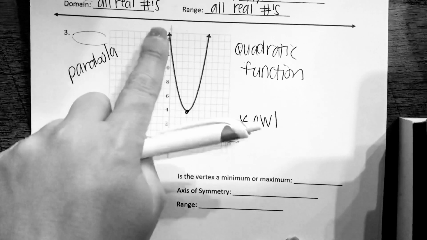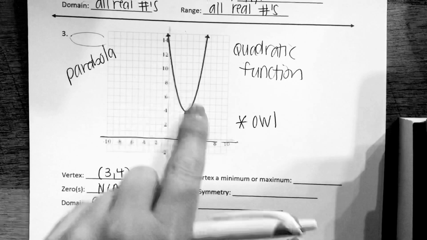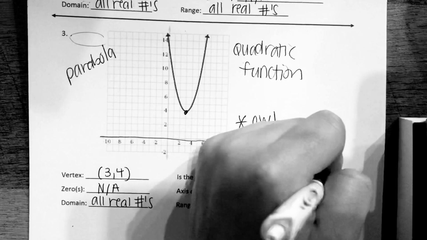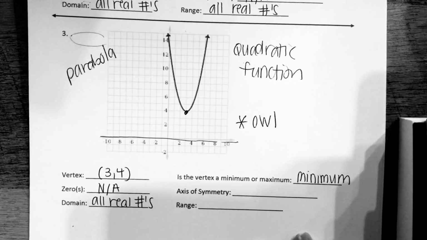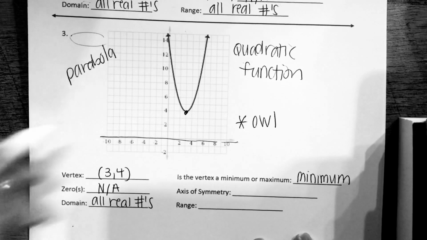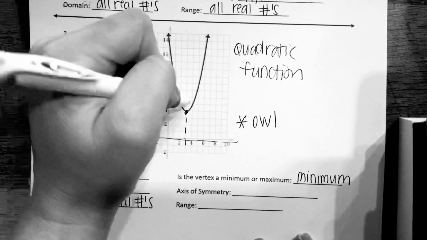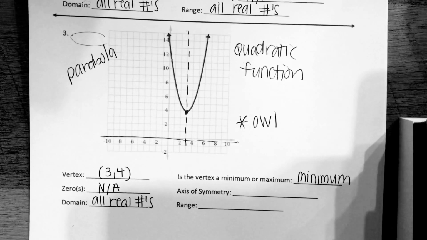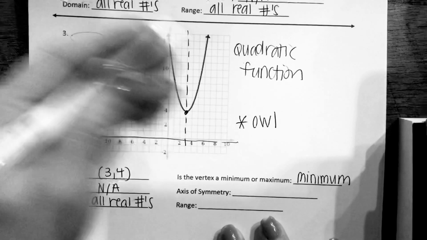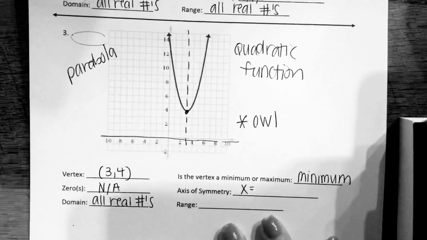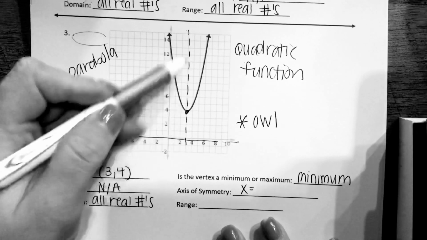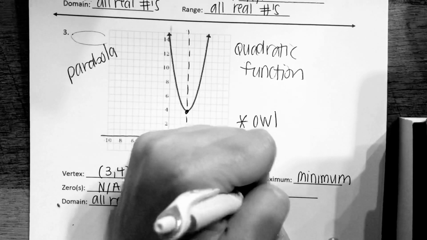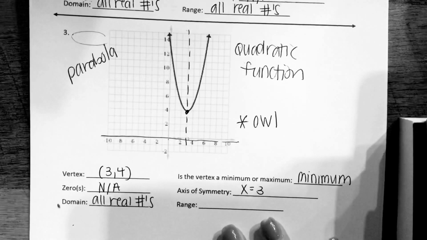The vertex, if I am looking at the turning point, this is the lowest position on this graph, so this is considered a minimum. The axis of symmetry is going to be the line for this graph where this could be folded and both sides are mirror imaged. This location is going to be an x equals equation, and then I have to figure out what x value this line is on. If I look, 1, 2, 3, x equals 3 creates this vertical line.